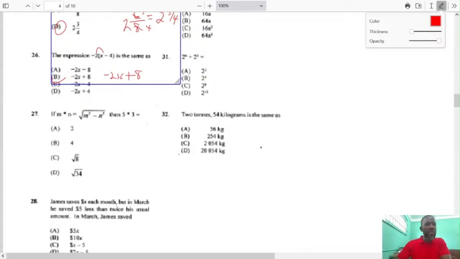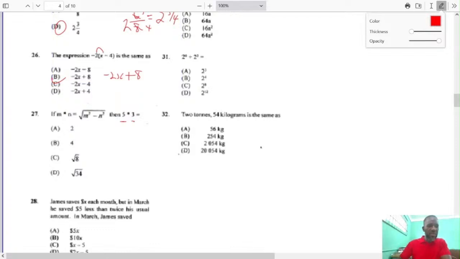It says if m asterisk n is equal to that. So here we are talking about binary operations. Basically m is equal to 5 and n is equal to 3. So wherever we see m, we are going to substitute it with 5, and where we see n, we are going to substitute it with 3. So we have the square root of 5 squared minus 3 squared. So 5 squared is 25 minus 9. So square root of 25 minus 9.